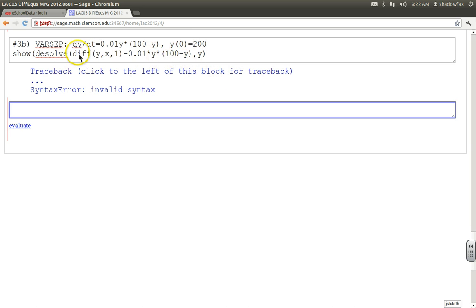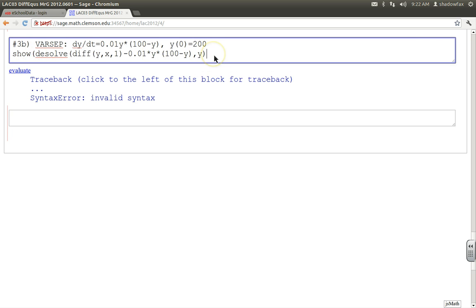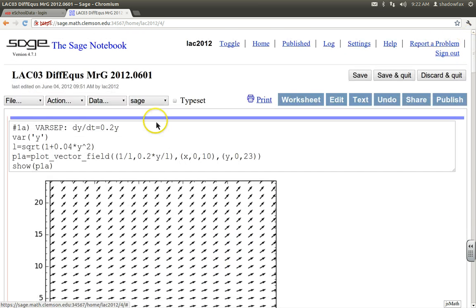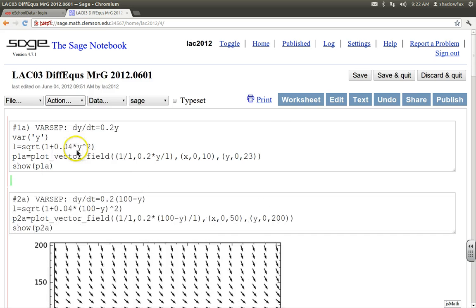Oh, what do I do? Oh, yeah, I need a close for the diff. I did. I need a close for the DE solve. I need a close for the show. I always do that. Oh, I need to var y. Well, I have var y somewhere else, so I'm just going to reevaluate the whole thingy. Evaluate everything.